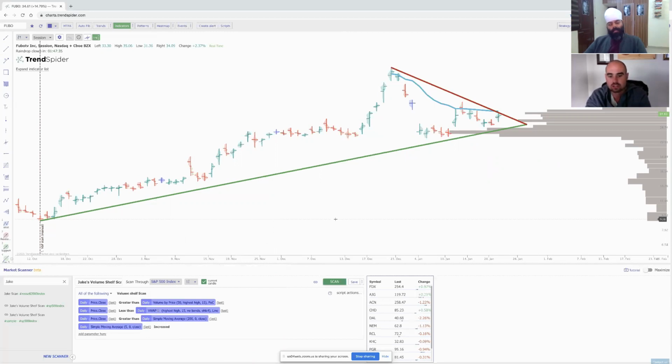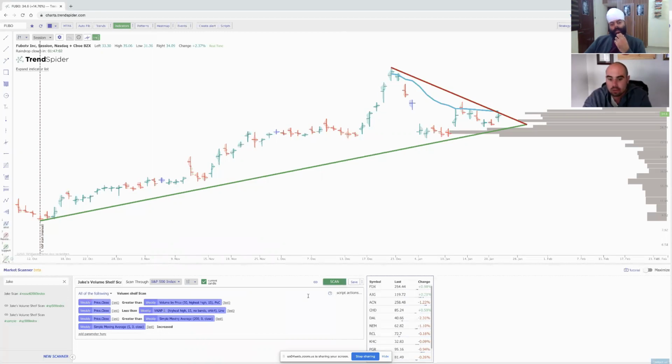It is flexible. Let's say that you don't want to scan the daily chart. When you're using this volume shelf scan that I've created, you can go under script actions, select all time frames, and you could do this on the weekly chart. Then all of these time frames change to weekly, so you don't have to go in individually and add the weekly time frame. It will automatically do that for you.